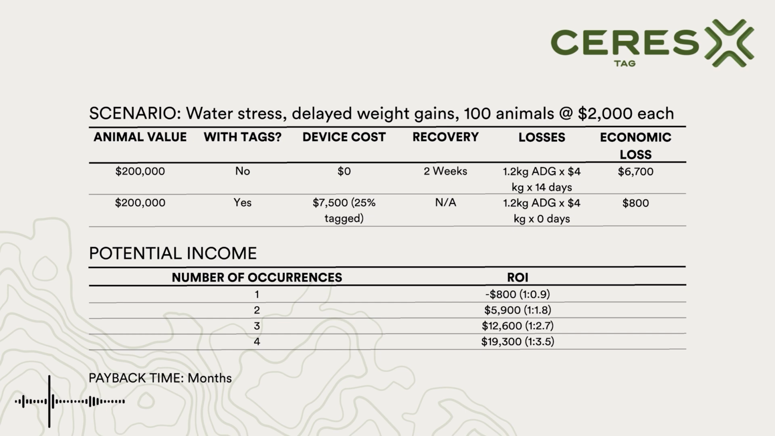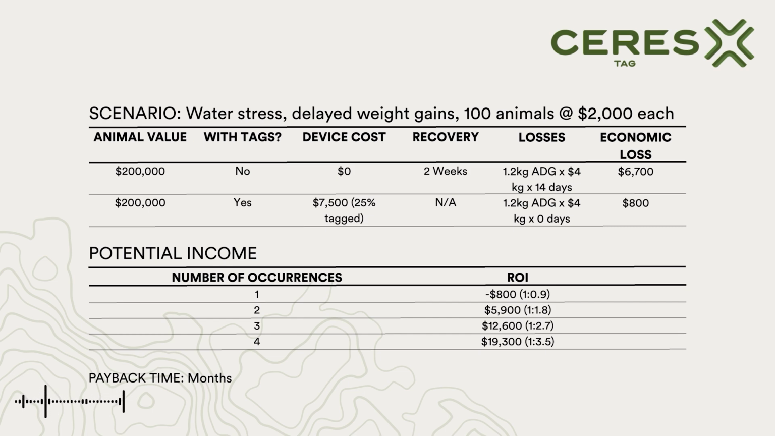Up in Northern Australia, that might look like, on your tag data, a whole bunch of animals stuck around a water point. In Southern Australia, it might mean some animals walking around the paddock all day looking for a water point. Either way, identifying water stress with your CERES tag data can make you money. So let's do an example with that.